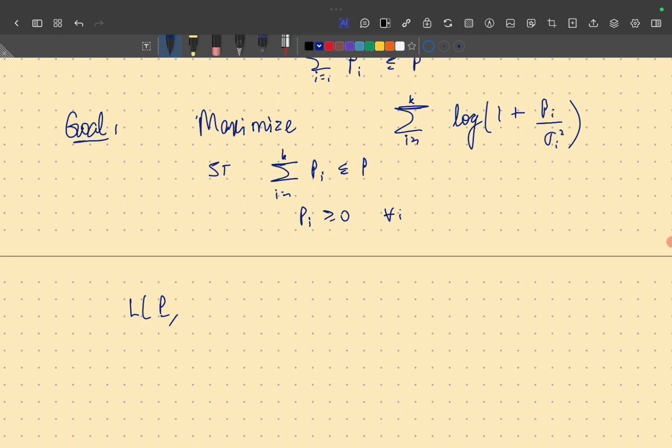But can't you use the AM-GM inequality? This is like a multiplication of 1 plus Pi by, log of the product. Okay, but I have 1 plus Pi by sigma i square. Yeah, so 1 plus P1 by sigma 1 square should be equal to 1 plus P2 by sigma 2 square. That would give you the maximum value of the problem. Okay, but you also have a constraint.